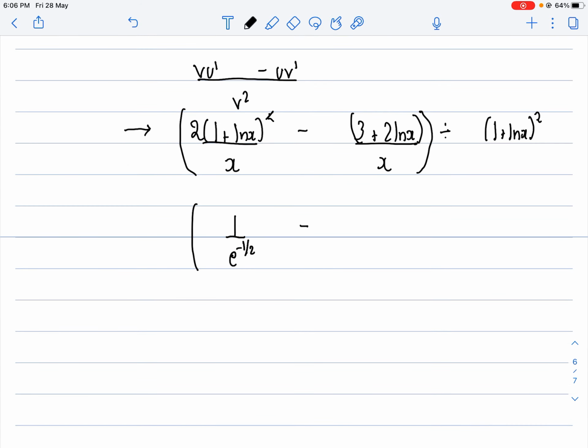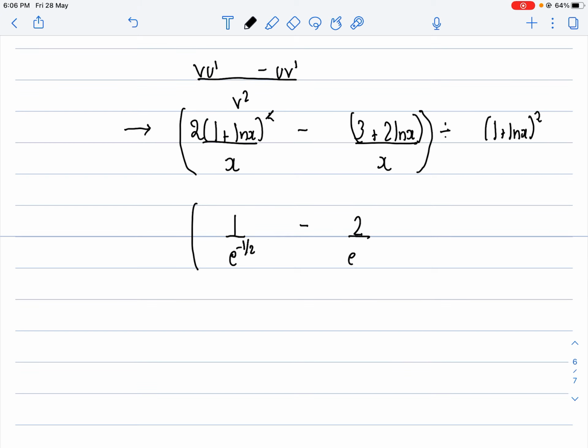Minus, now I can solve for 3 plus 2 into ln e raised to minus 1 by 2. So that will give me 2 over e raised to minus half, divided by, now I can do 1 plus ln e raised to minus half, and the whole square of that will give me simply 1 by 4.